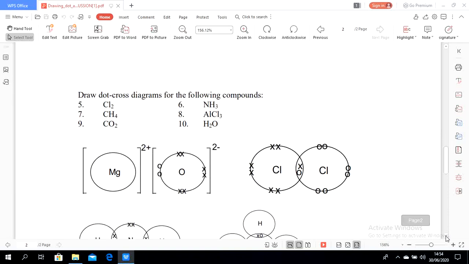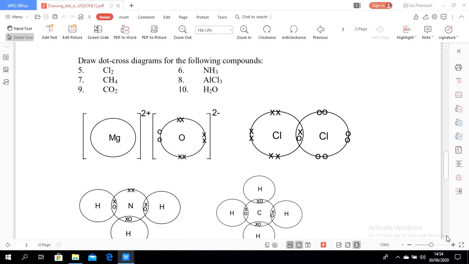And then the second one, the dot and cross diagram, from chlorine. Chlorine here, Cl. As we studied yesterday, I told you that Cl has its own electronegativity and this Cl has its electronegativity also. So both of them, the electronegativity will cancel each other. Therefore, this Cl2 will be non-polar. This is the correct diagram for how to draw Cl2, Cl with Cl.